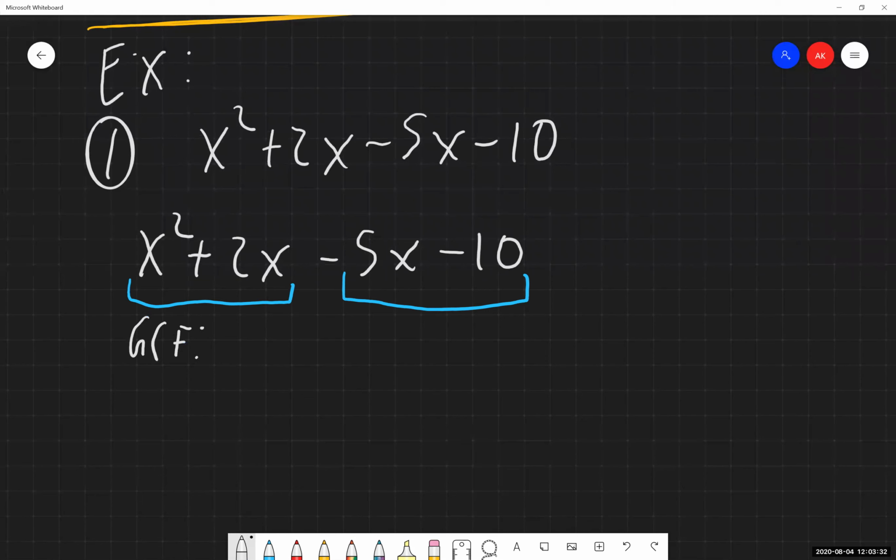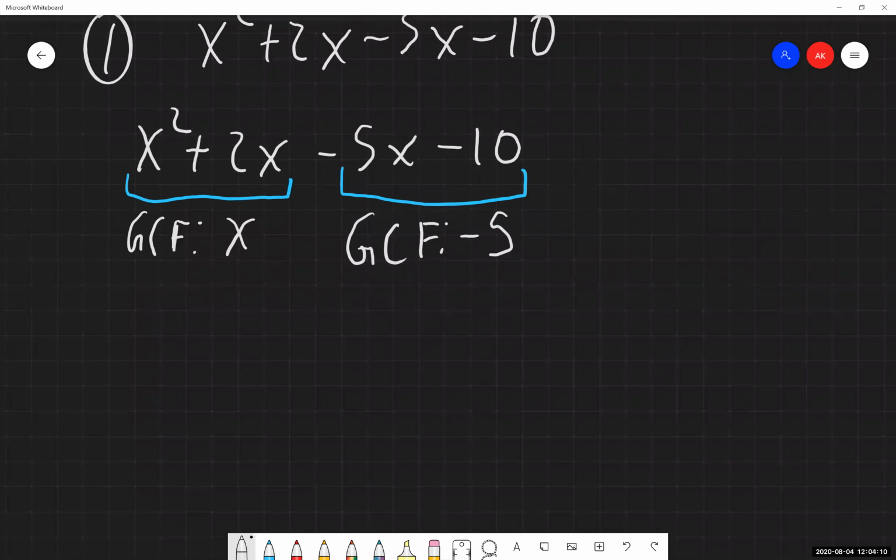What's the greatest common factor between x squared and 2x? Well, the greatest common factor for those is just going to be x. What about the last two terms, this negative 5x and this negative 10? Again, trying to find that greatest common factor. In this instance, the greatest common factor they both have is a 5. We're also noticing that both of these numbers are negatives, so we can also bring out a negative 5.